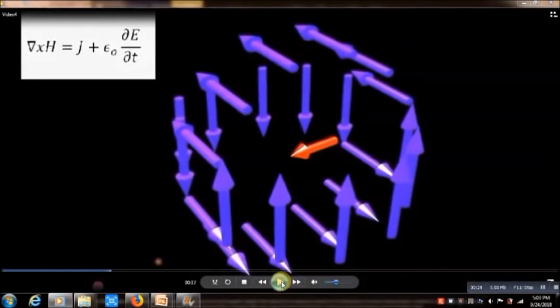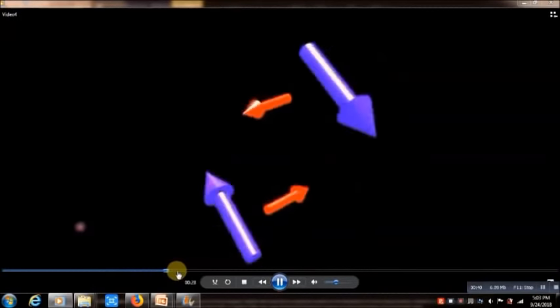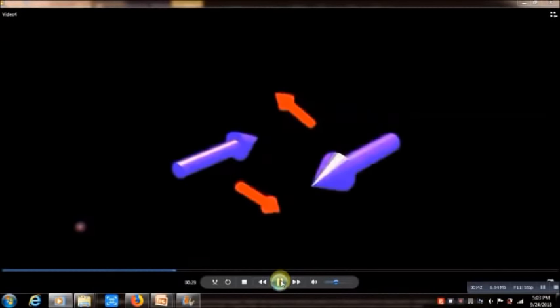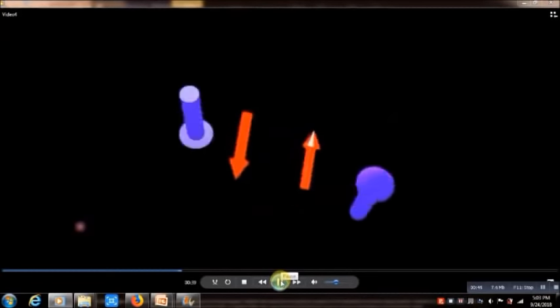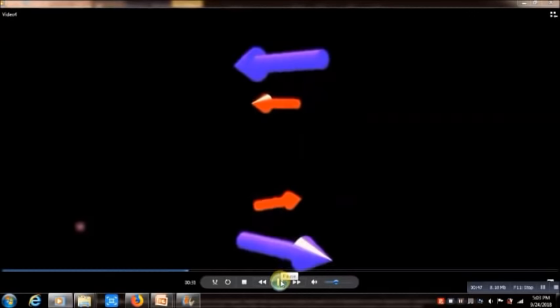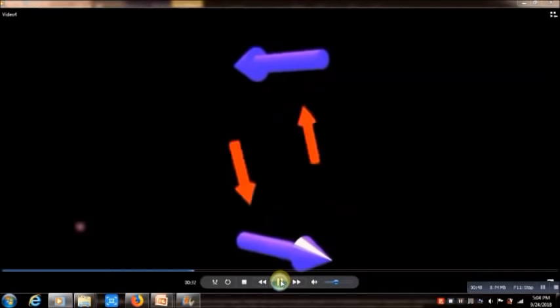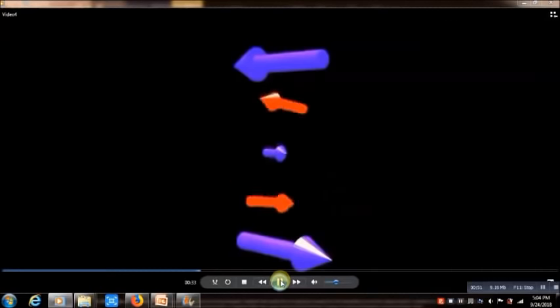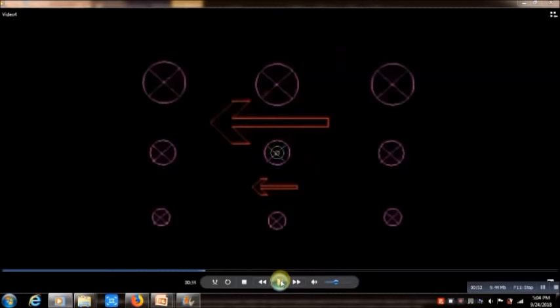We know from Maxwell's equations that a curling magnetic field will create a time-varying electric field, denoted by red. Due to the device's symmetry, it actually induces a curling electric field, which by Maxwell's equations again will induce a time-varying magnetic field.